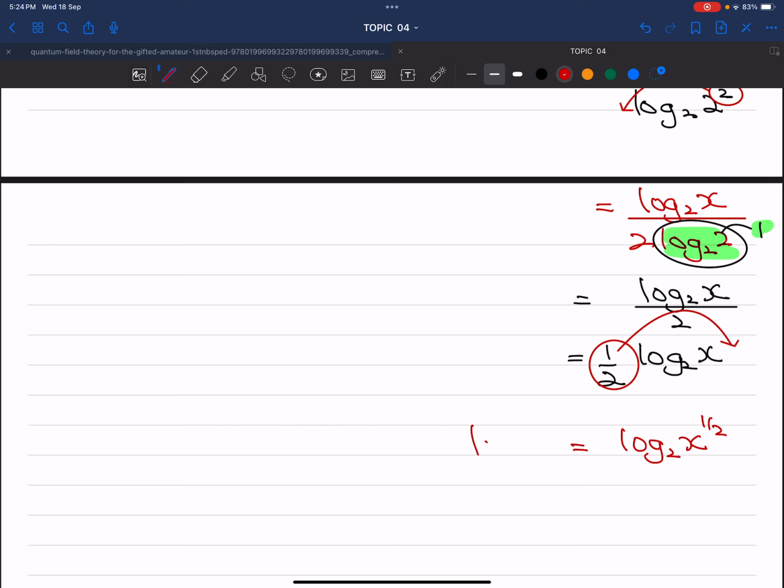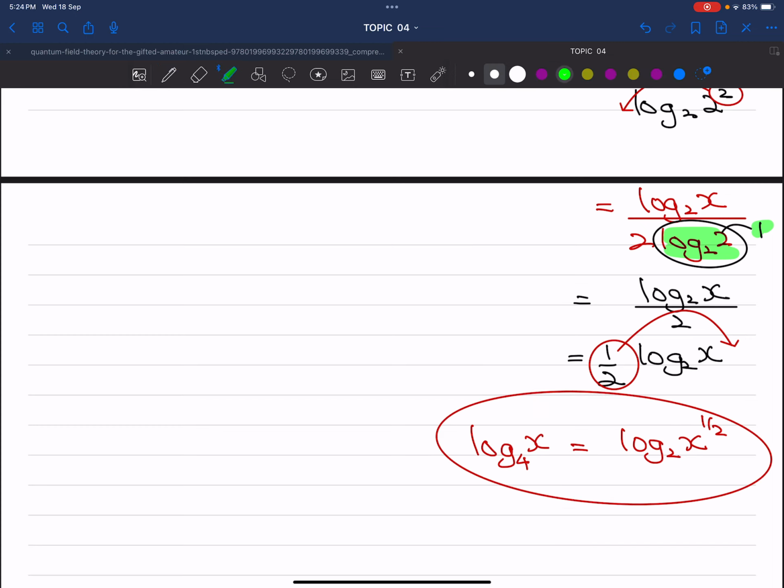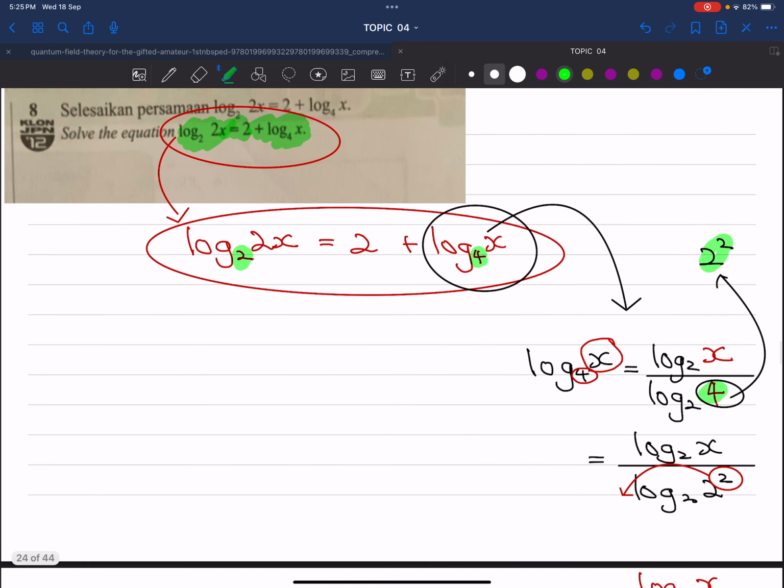So our original log x base 4 has become log x power half base 2. So I'm going to copy this back here. So this now has become plus log x power half base 2.